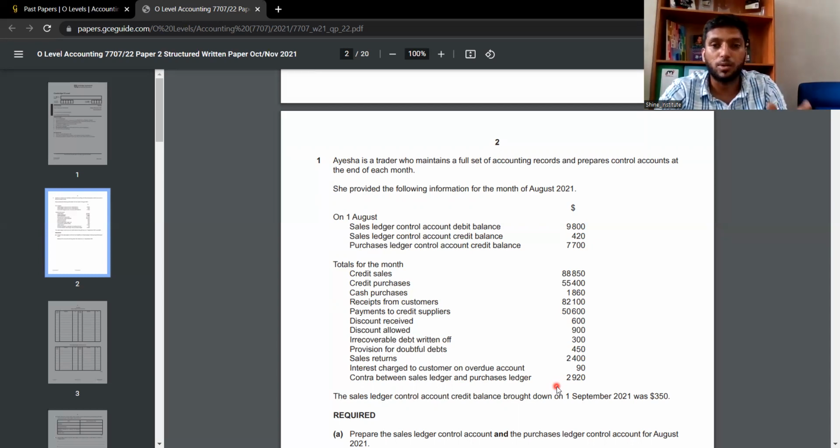So the sales ledger control account is the debtors or receivables account. And if you take the purchase ledger control account, it's the creditors or payables account.